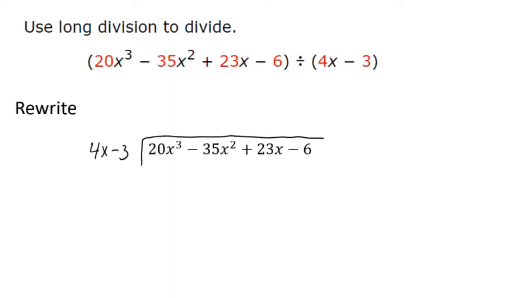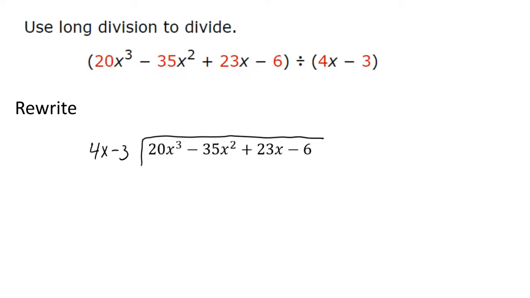The first thing we're going to do is write our divisor on the outside. Then we want to make sure that our terms here are in descending order of the powers. Here we have a 3, here we have a 2, then we have a 1, and then we have our constant. If you're missing any of these exponents, for example, if we didn't have an x squared term, then you want to make sure that we include a 0.